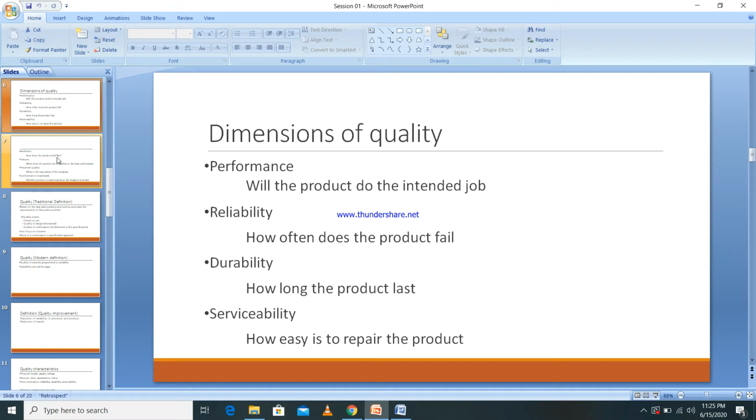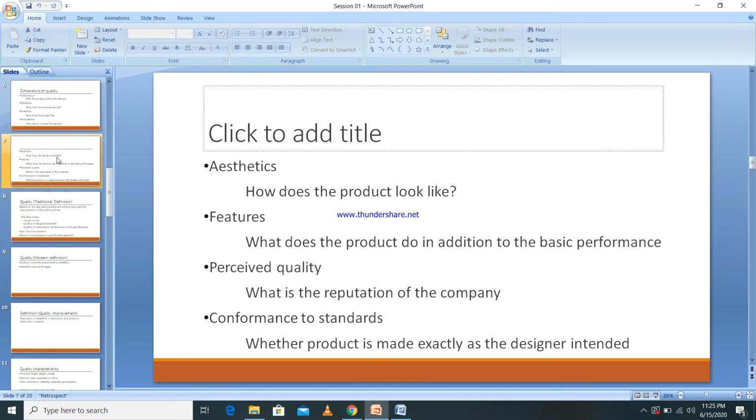The other thing is serviceability, right? How easy is it to repair? That is also something very important. If you can easily reach the manufacturer or someone else to get it repaired, then that is also a measurement of quality. And the next thing is the aesthetics.